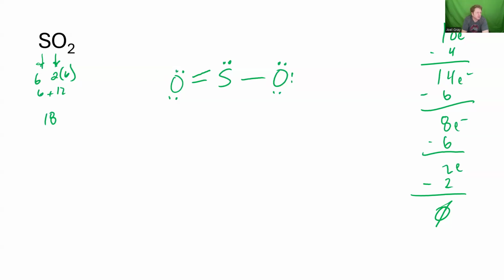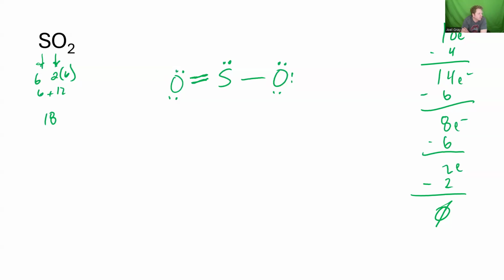I erased a pair of electrons. I put these two lone pairs of electrons on oxygen. I'm going to redraw that just so it looks a little bit better. Does sulfur now have a complete octet? It does.